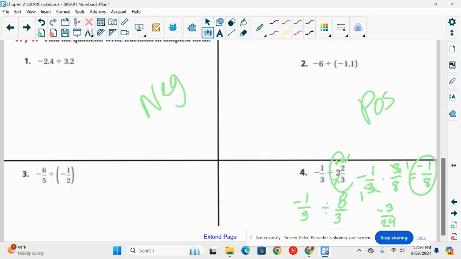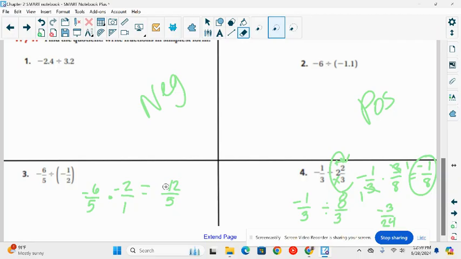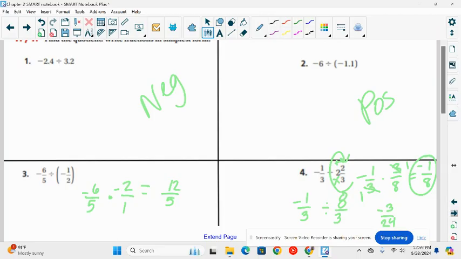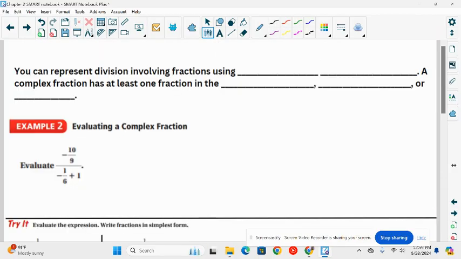Alright, number 3, negative 6/5. Change the sign. Reciprocal. Any cross canceling there? No. So it's just negative 12/5. They're both negative. No, I was testing to see if you're paying attention. I really was. I promise. No, look, I didn't put 8 as the denominator. I got negative 3. Alright, the back part's the fun part.